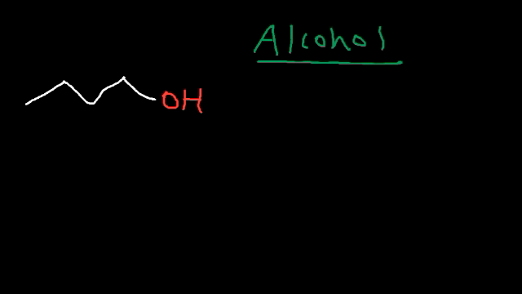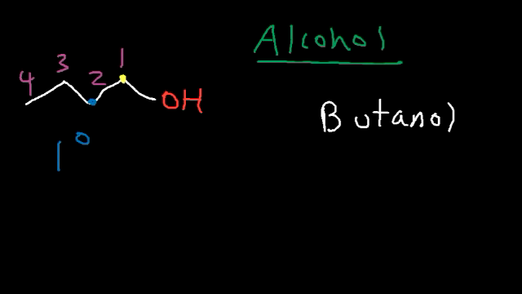Now, what type of alcohol do we have here? Is it a primary alcohol, a secondary alcohol, or is it a tertiary alcohol? So look at the carbon that has the OH. This carbon is attached only to one other carbon atom. So therefore, we have a primary alcohol. Now, how can we name it? So this alcohol has 4 carbons. So instead of saying butane, it's going to be butanol. And because the OH group, the hydroxyl group, is on carbon 1, it's called 1-butanol.